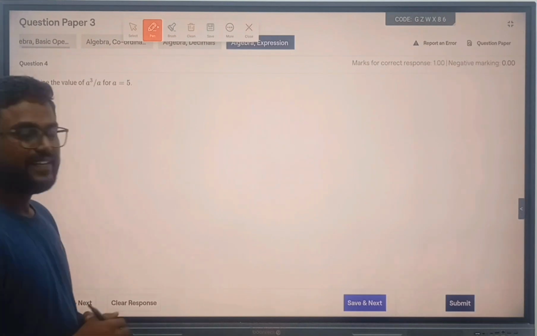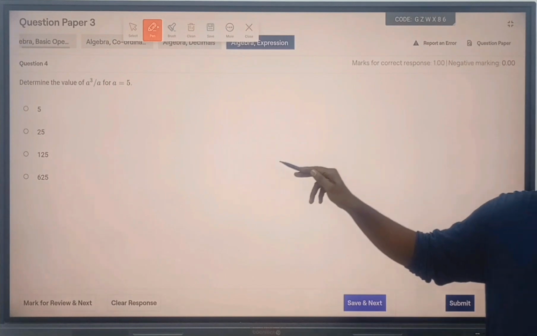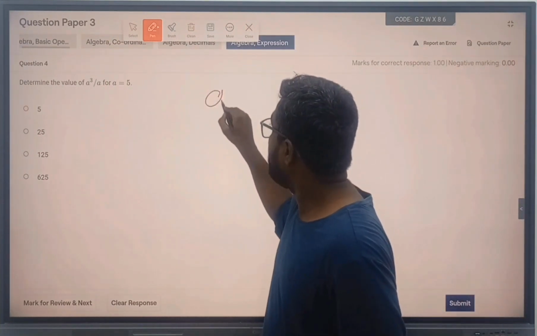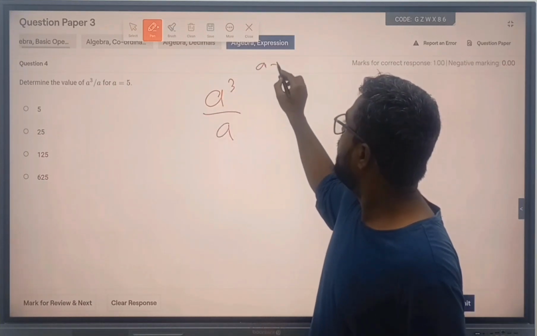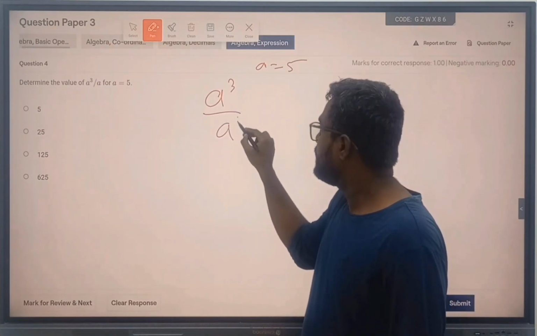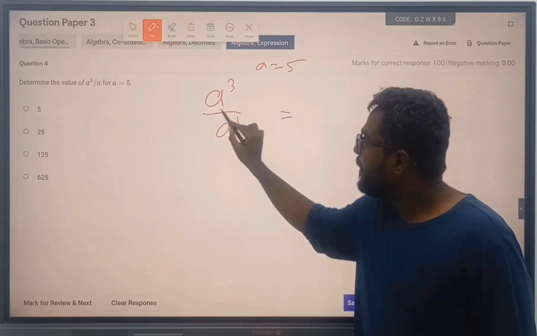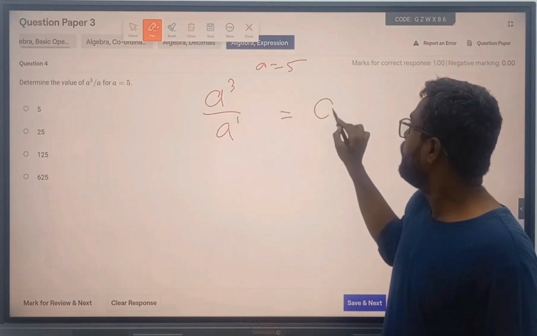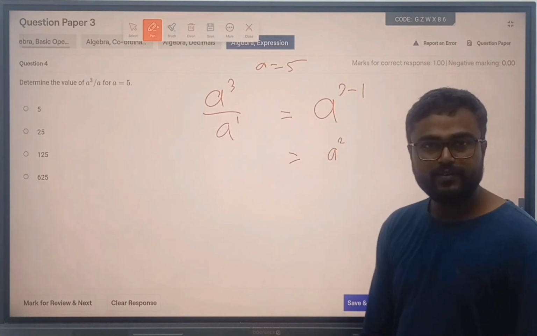So question number 4 says, determine the value of a cube divided by a for a equal to 5. So a cube divided by a, where we have to put a equals 5. The first thing I remember is, if there is nothing to the power of this a, there is always 1. According to the law of exponents, when the bases are the same and the powers are different in the division, we will have to subtract the powers. So a to the power 2 is our answer.